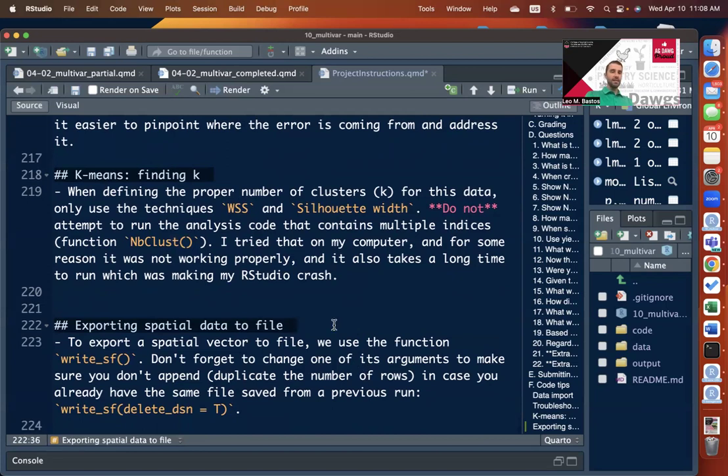And then lastly, as a tip, if you're exporting spatial data to file, remember to use write_sf if it is a vector geospatial file, and to always include delete_dsn = TRUE as part of that. So you don't append, you overwrite in case you run this twice.